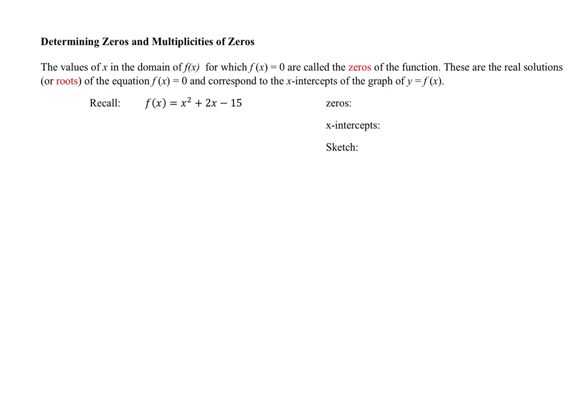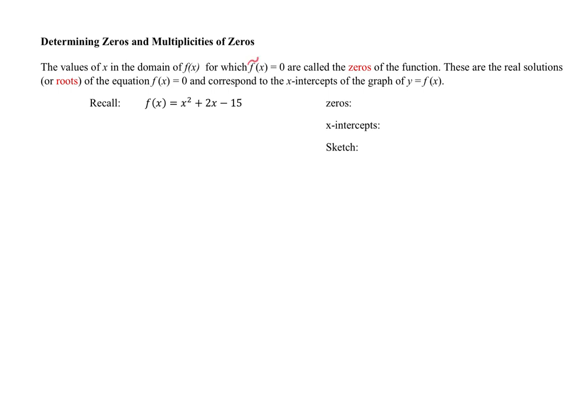Let's talk about determining zeros and the multiplicities of zeros. This video is really meant to help you clarify some of the vocabulary that can be confusing. The values of x in the domain of f of x, for which f of x is equal to 0, are called the zeros of the function.